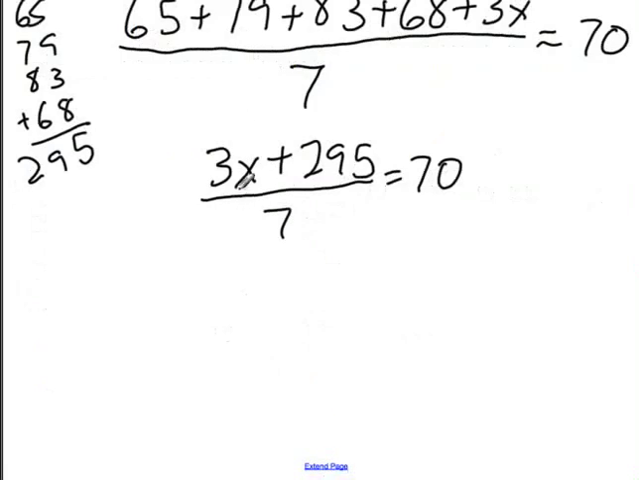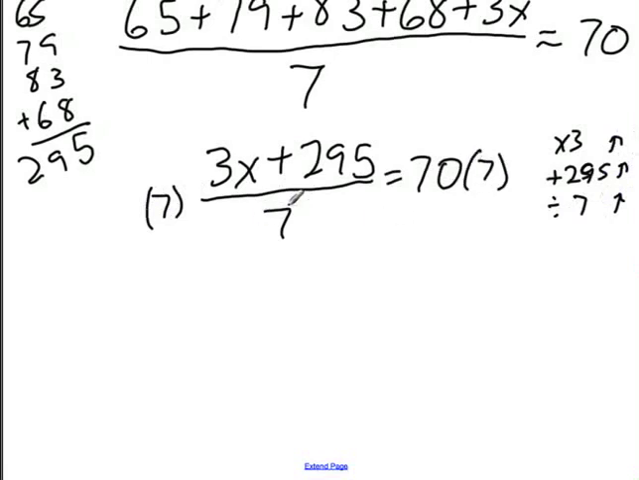Now, in order to undo all of this, we have to ask ourselves what's happening to x. So x is getting multiplied by 3, then we're adding 295, and then we're dividing by 7. And if you remember, we need to go backwards and do the opposite on each one. The inverse of dividing by 7 is multiplying by 7. So I'm going to multiply both sides by 7, and that gets rid of that.